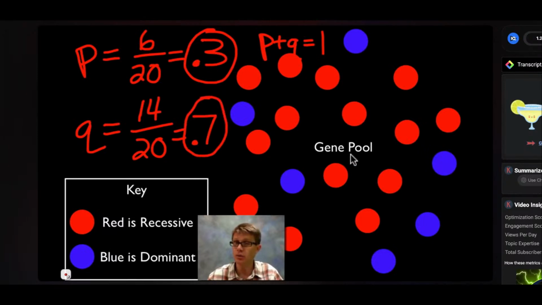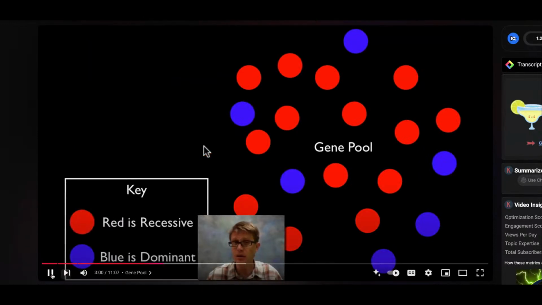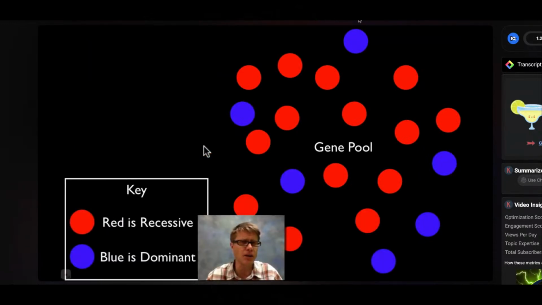Well, in a gene pool, this means that 30% or 0.3, be cautious of percents because they can get you in trouble when you're solving the problems, but 30% of the genes are going to be of the dominant, and 70% are going to be of the recessive. Now, if you know anything about genetics, we can figure out where the rest of the Hardy-Weinberg comes from.